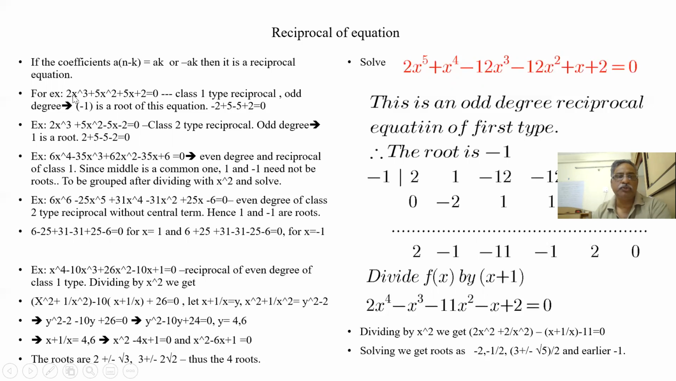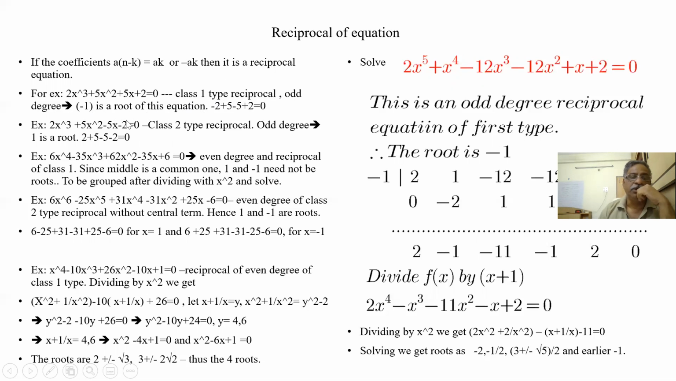For example, 2x cubed, 2 here, 5x square, 5. The coefficients are alternate. All are plus. This is called class 1 type reciprocal, odd degree. So minus 1 is a root of this equation, because this becomes minus 2 plus 5 minus 5 plus 2, which is 0. So for a class 1 type reciprocal where all are positive and odd degree, we have minus 1 as a root.